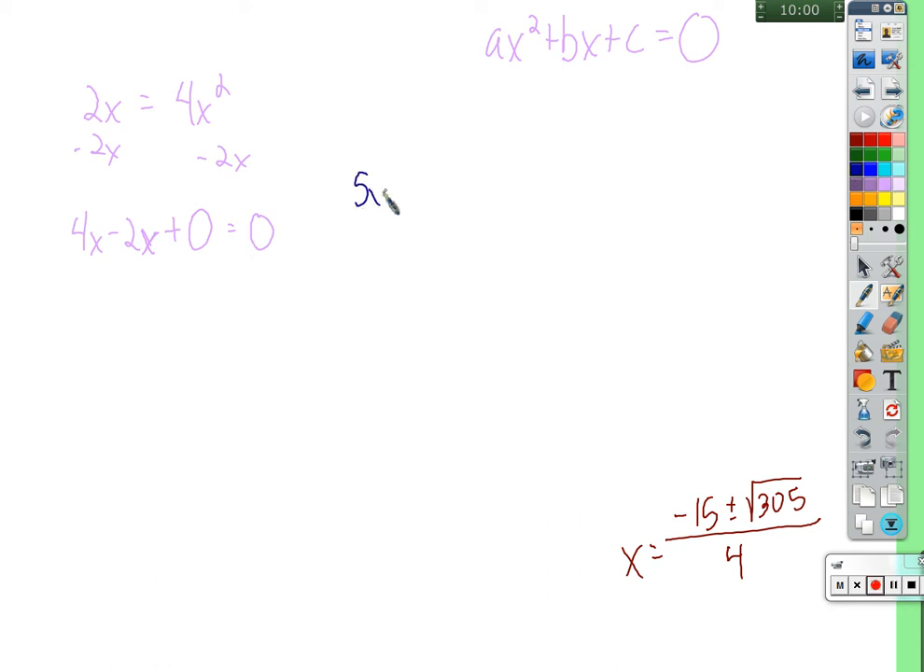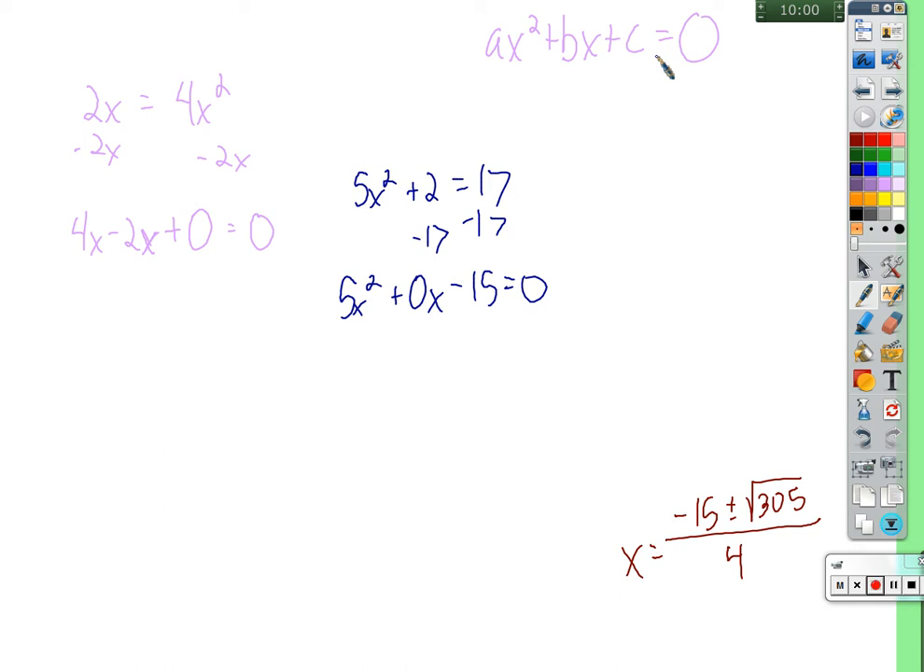Or 5x squared plus 2 equals 17. We can subtract 17 on both sides. We could write plus 0x minus 15. It looks like a quadratic equation. I could leave the 0x blank, I could not write anything, but just to show you that it does fit this form, I wrote a 0x.